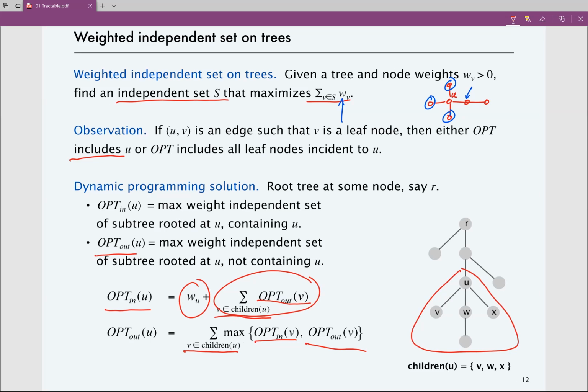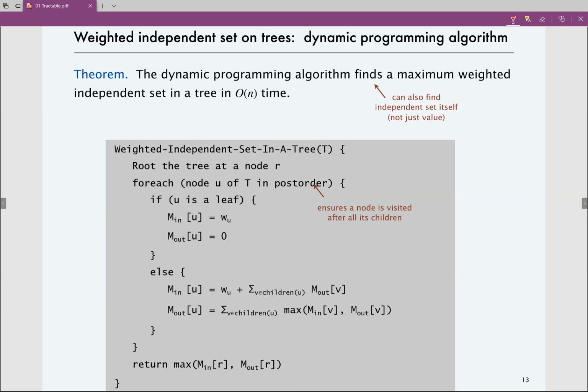Now we can take this and use it to produce an algorithm for finding the maximum weight independent set in the tree. The way we're going to do this is that we're going to root the tree arbitrarily at some node R. Then we're going to process all of the nodes in the tree in post order. Post order means that we're going to visit all of the children of a node before visiting the node itself.